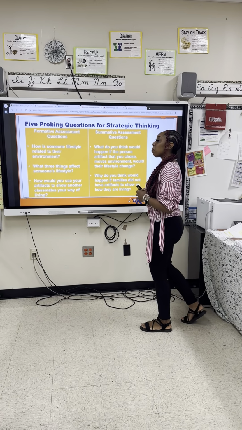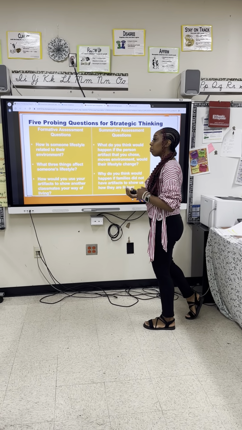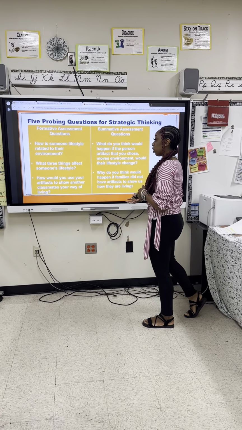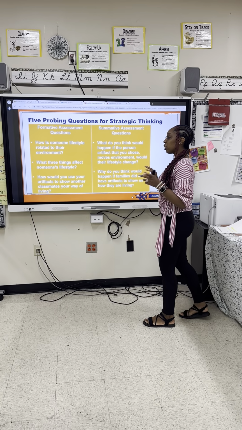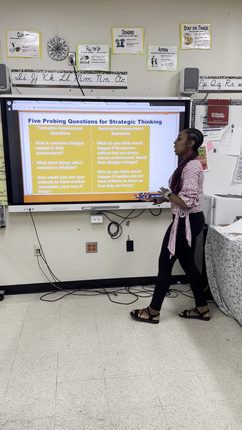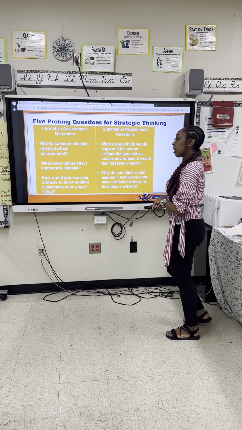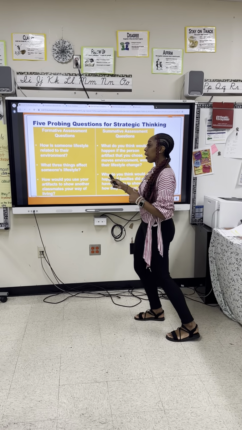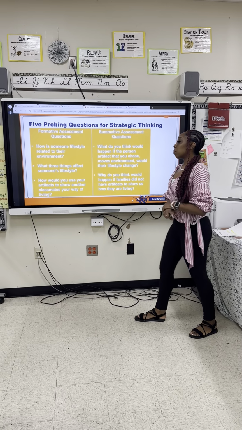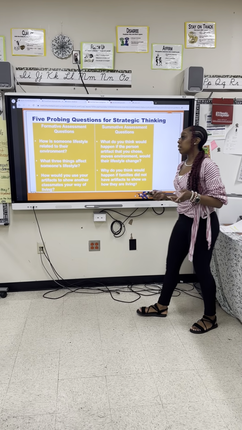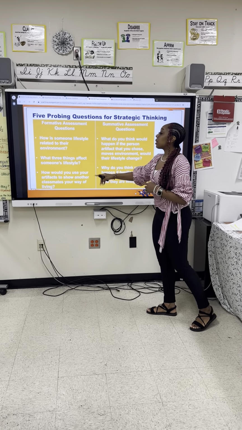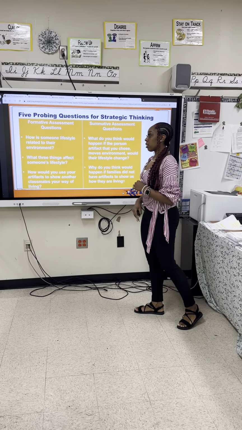This is still using basic recall information and for them to strategize while answering questions. That's the think, pair, share, and turn and talk opportunities. The second formative question asks students to use strategic thinking on ways that will affect someone's lifestyle. The third formative assessment question is a check for understanding to see if students understand the topic but still have them strategize on their answer.